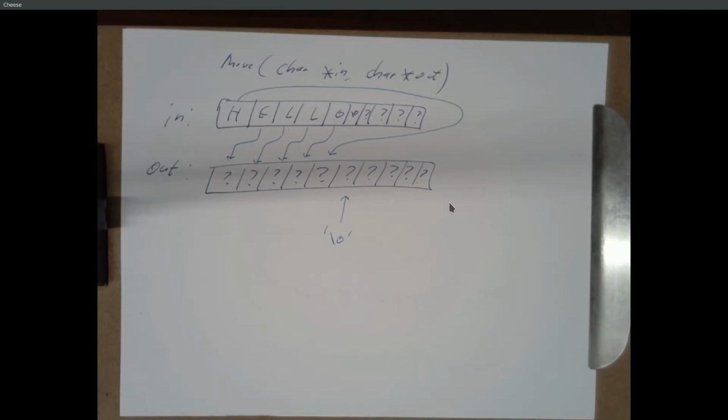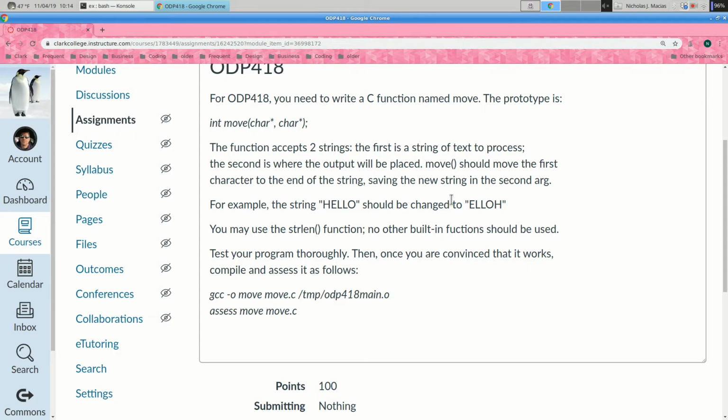We're returning an int. Are we returning anything specific on the int? I don't think it matters what you return. Okay. So pick your favorite int. And you can use string length. Don't use anything else from string. All right, other questions on that?